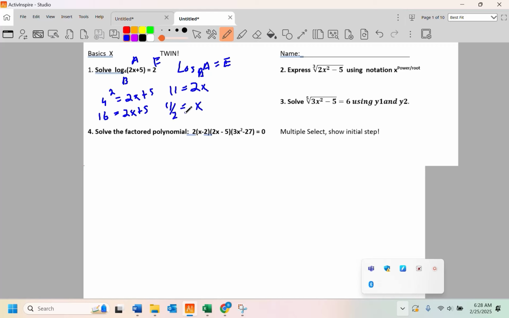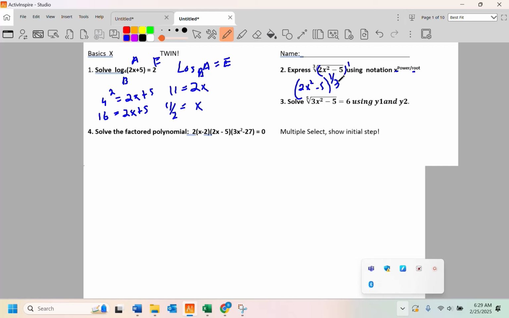Number 2 is something we haven't done in a while. It's a power over root notation. So you're supposed to express this, anyways, inside of this cubic root is all of this stuff. So it's going to simply be 2x squared minus 5. And the power of that is an understood 1, if you think about all of it together. And it's raised to the 1/3. That is the equivalent. We take everything inside and we raise it to the 1/3 power.